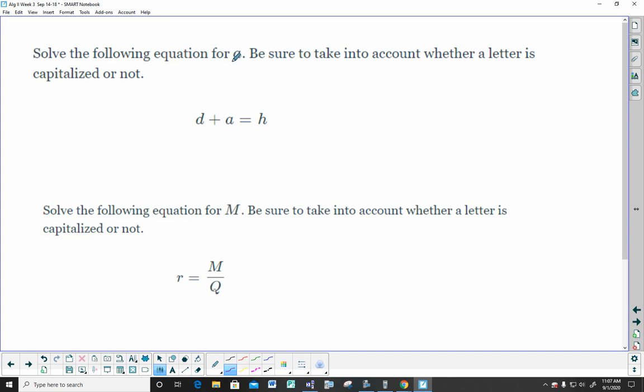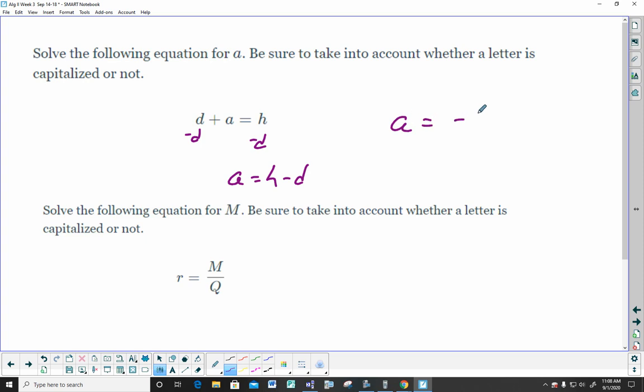Solve the equation for A. D needs to go away. D is positive right now, so you're going to subtract the D from both sides. A equals, typically I would write H minus D. It would not be incorrect.